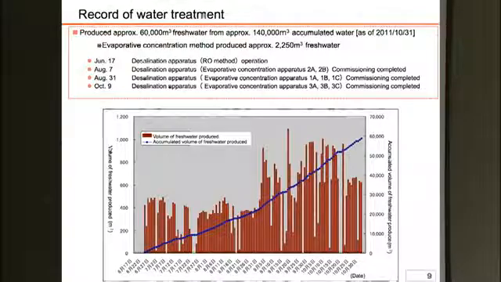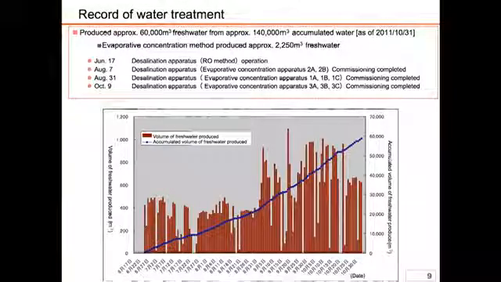This is the water treatment result as of today. This is the record as of the end of October. We have produced 60,000 cubic meters of fresh water. As for the operation of the system, since we have operated considering the balance of fresh water production and condensate salt water, we have not operated continuously. However, overall, steady treatment has been implemented. Today, we explained the mechanism of water desalination and operation records.